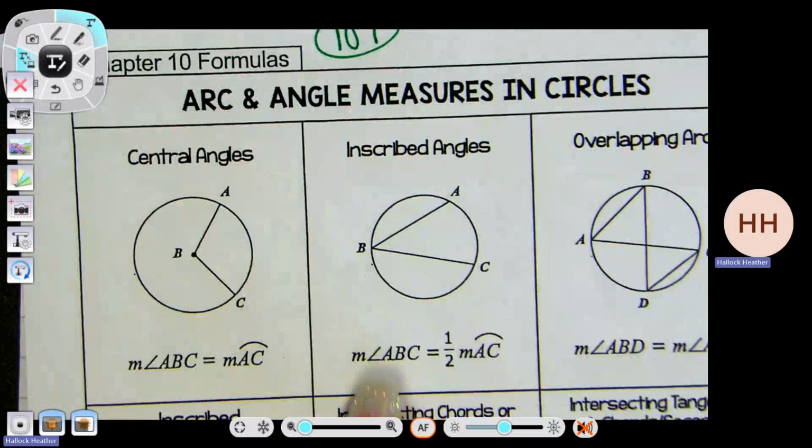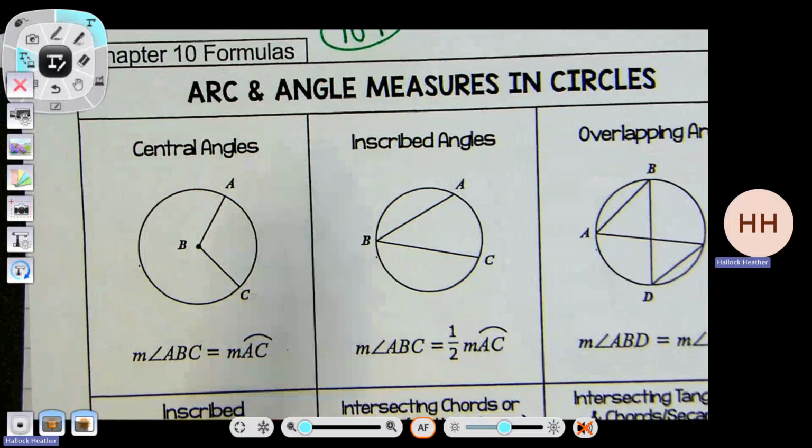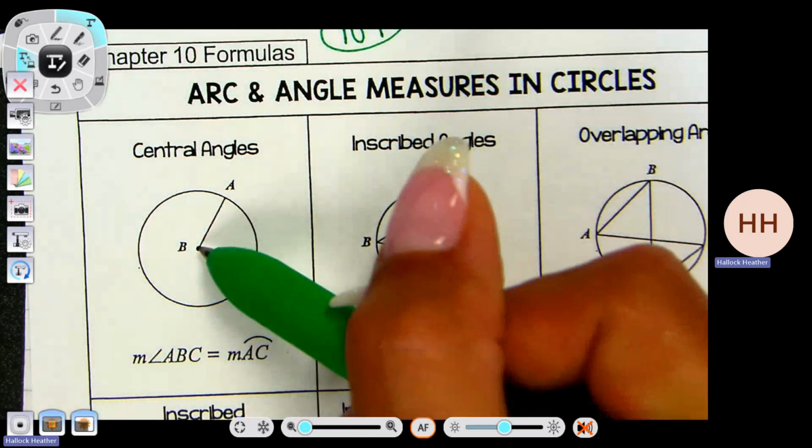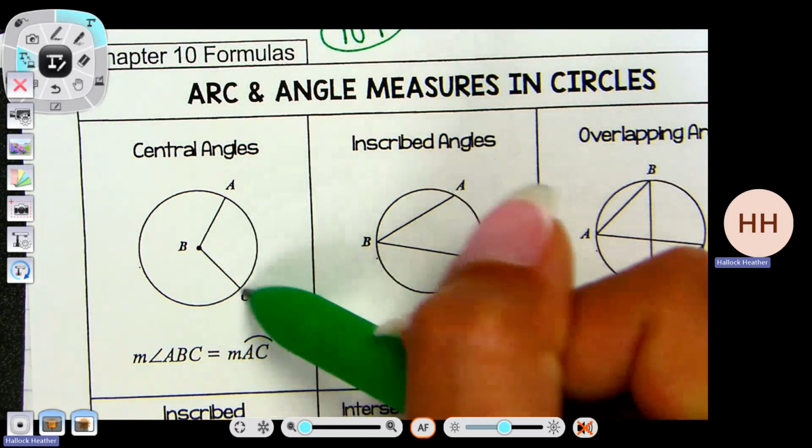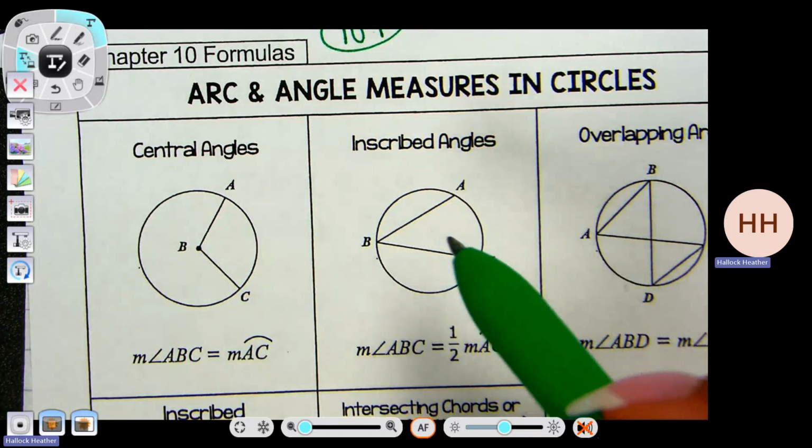The first thing we're going to talk about is central angles. Central angles are angles that are created by two radiuses. Radiuses is not a word. Plural radiuses or plural radius is radii. So if you have two radii that go from the center out, it basically makes an arc measure.